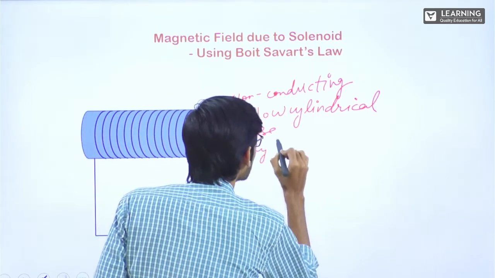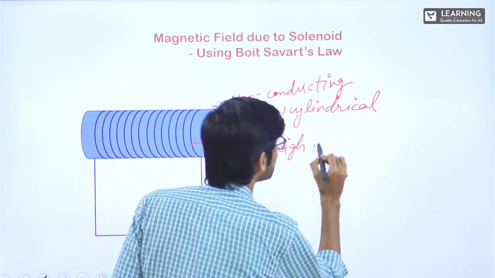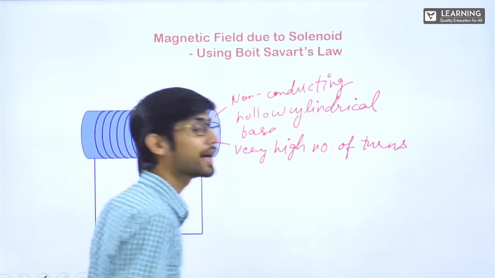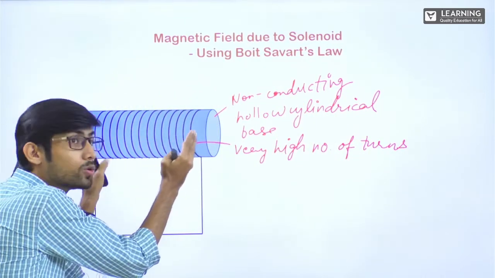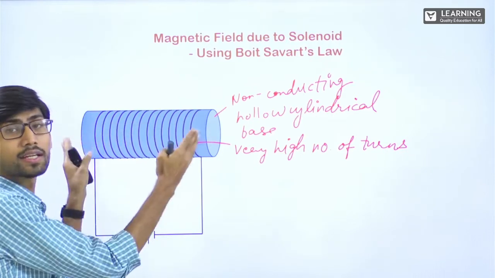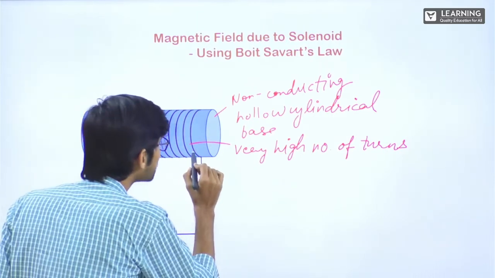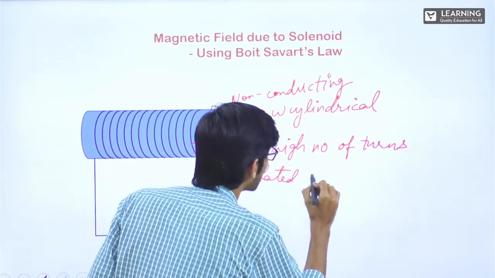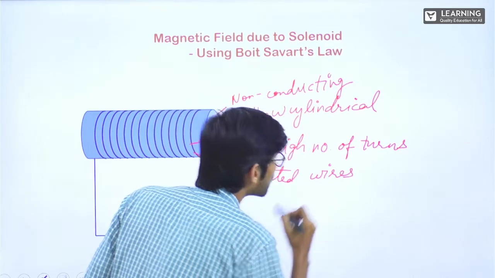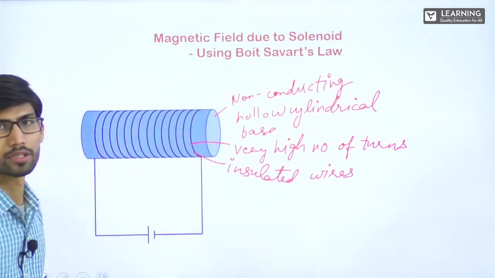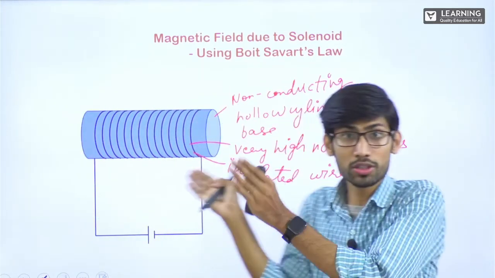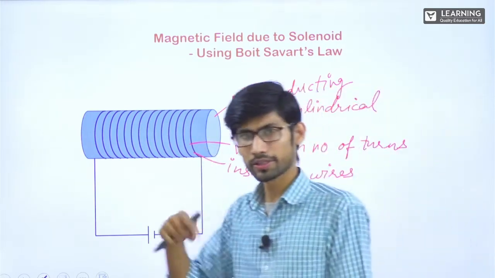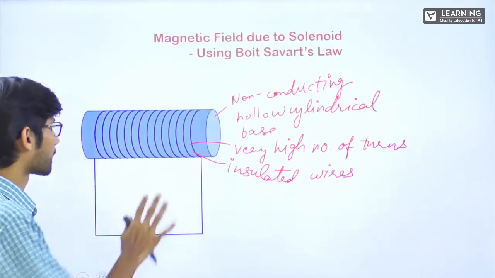These wires, the number of turns will be very high. So basically they are very closely wound. The winding is done very closely, because of which these wires are insulated. Insulated wires. Clear? The coating will be there on the wire. Since they are closely wound, they will touch each other, right? Because of which we insulate it. Insulated wires are there. Wires with coating are there. Clear?